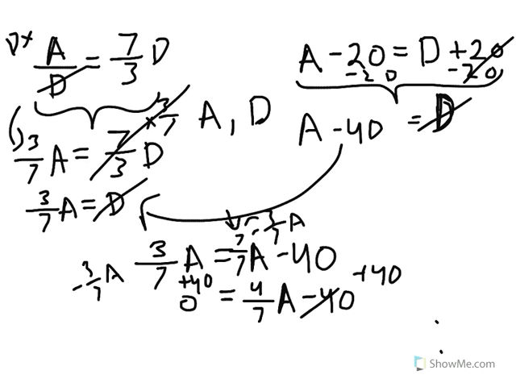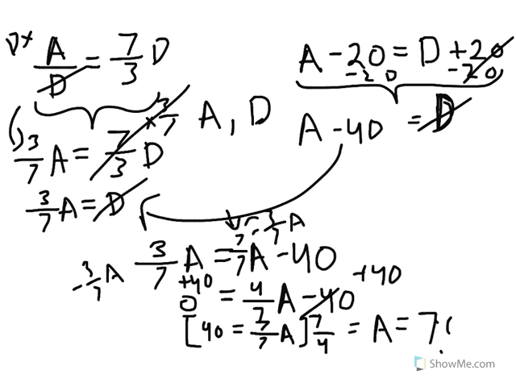And what do we get? We get 40 equals 4/7 a. Now if we just multiply both sides by 7/4, we get, magically, a equals 70. Yay! So we know that Ashley started with 70 marbles.